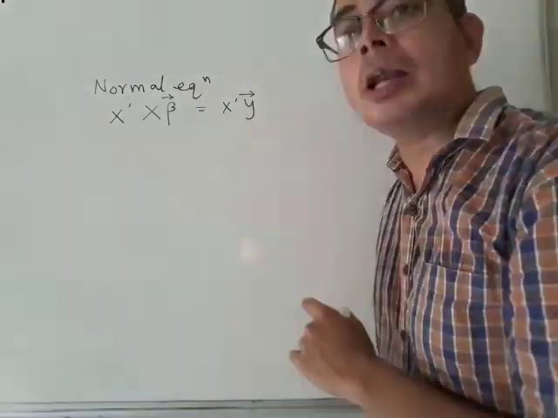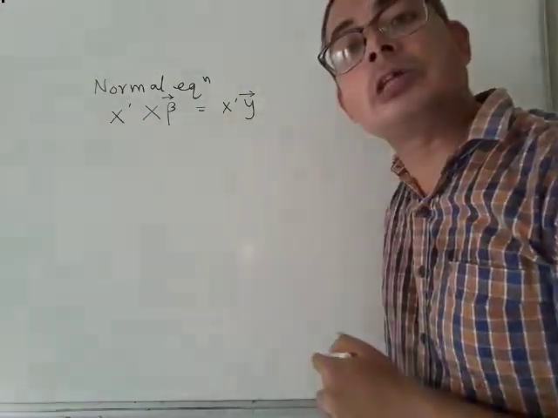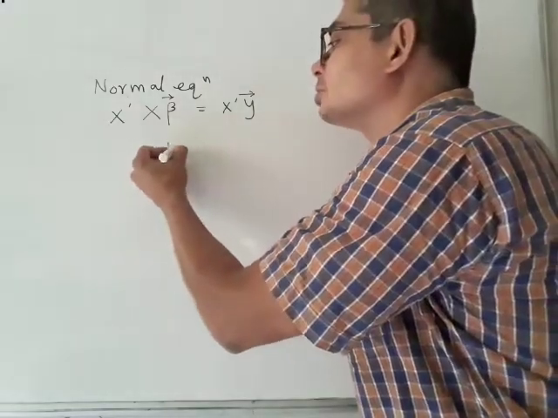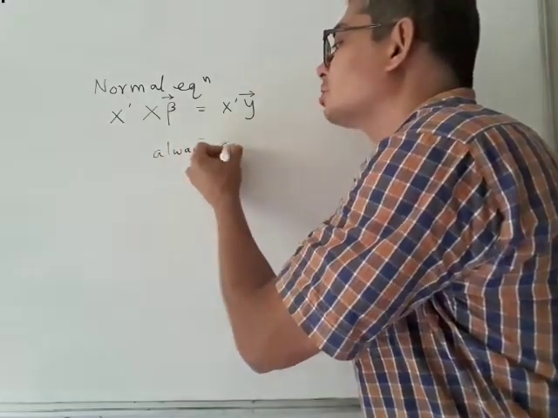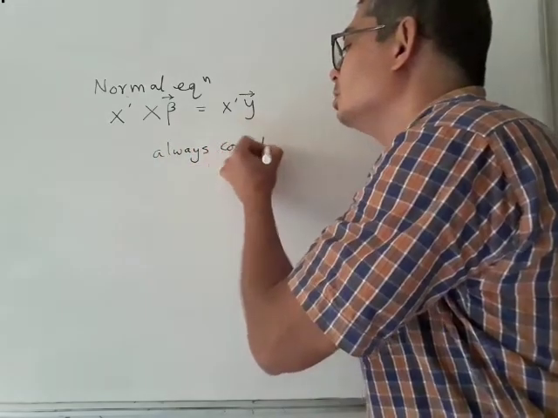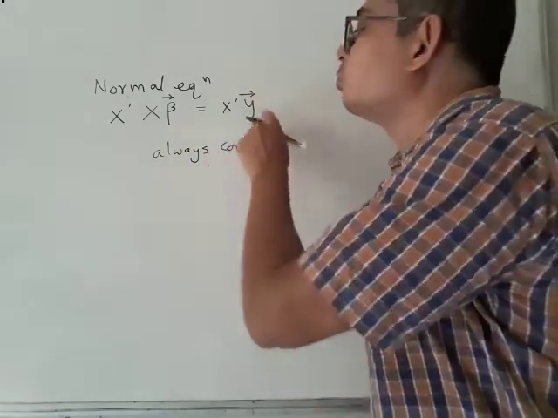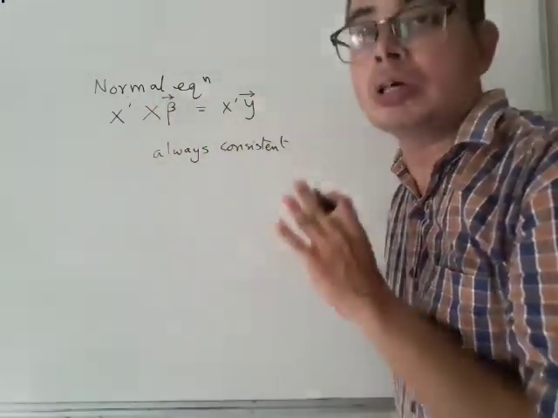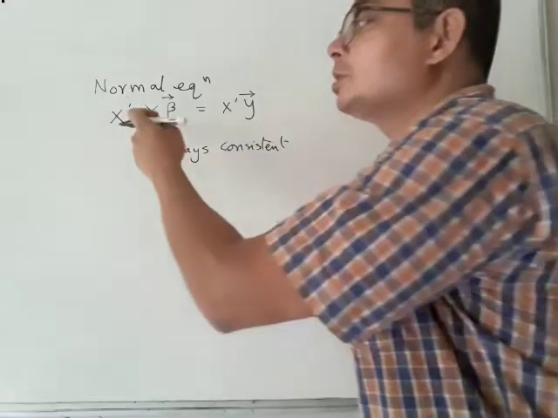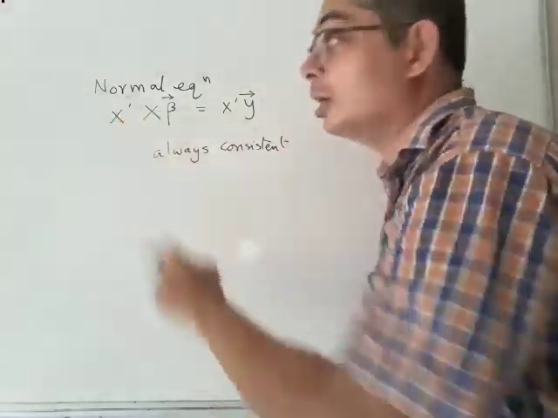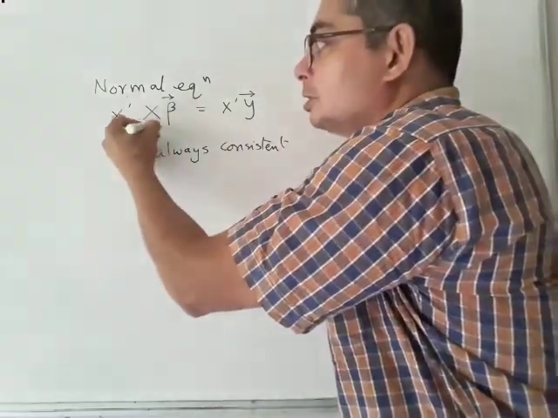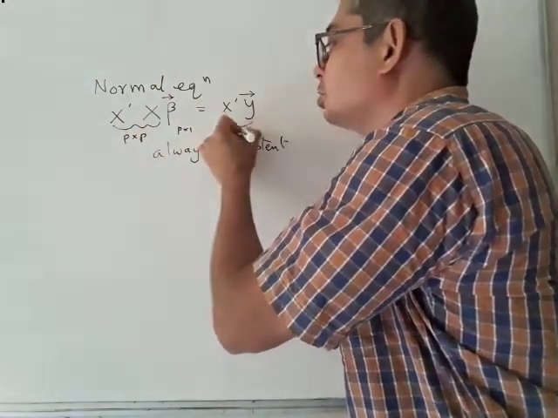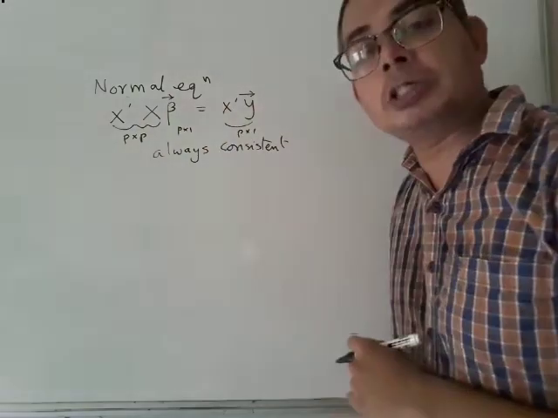Now you might ask, what happens if this itself turns out to be inconsistent? Fortunately for us, this will be always consistent. Irrespective of what y you choose and what x you choose, this system is bound to be consistent. And by the way, it's also a square system. You can see that it is p cross p, p cross 1, and this is p cross 1. So it's as many equations as many unknowns.